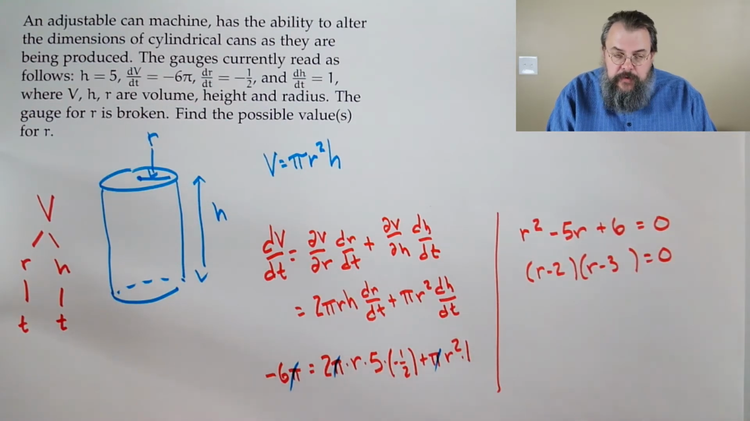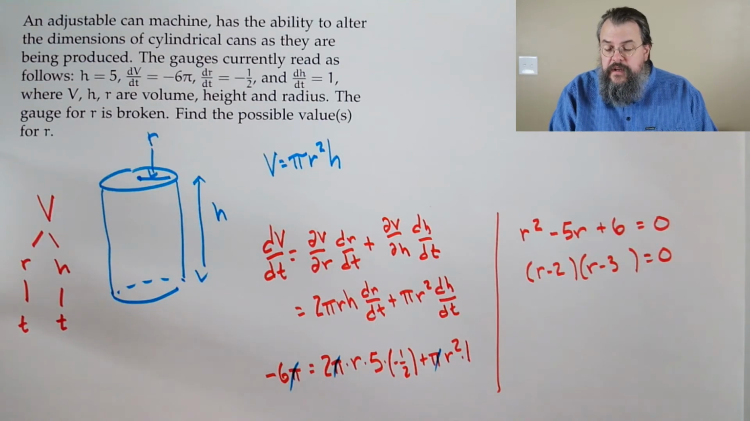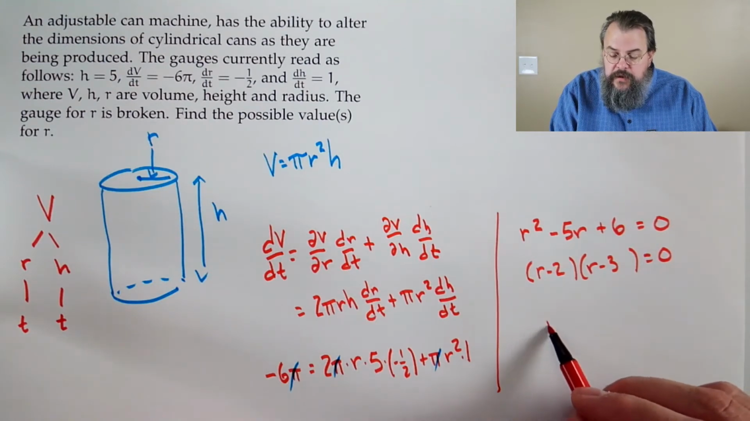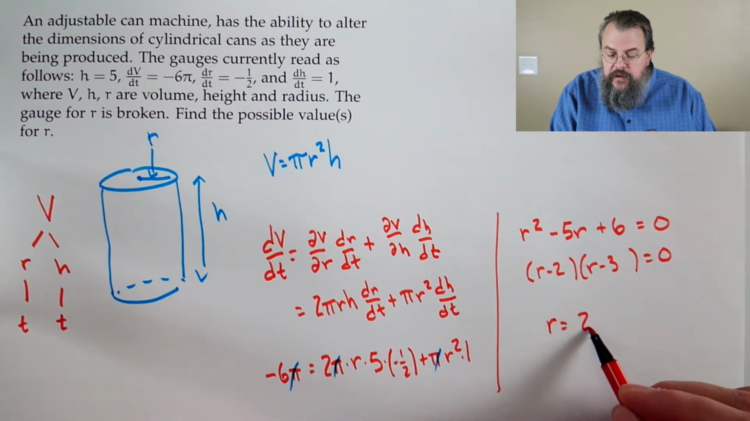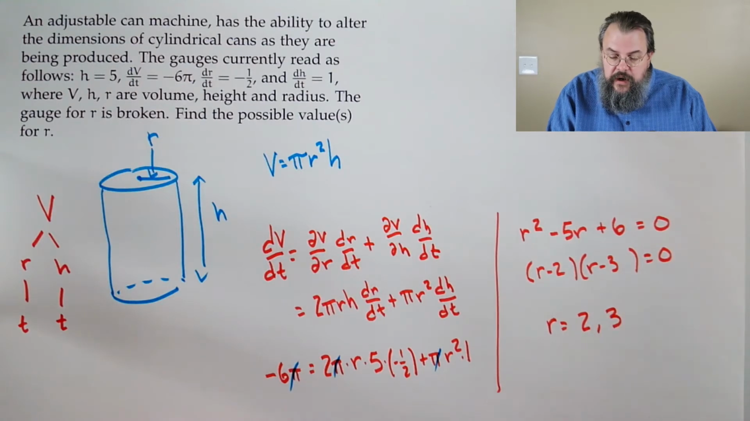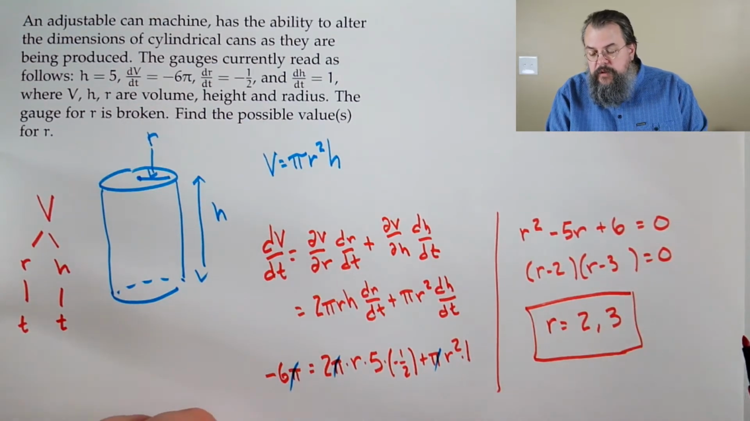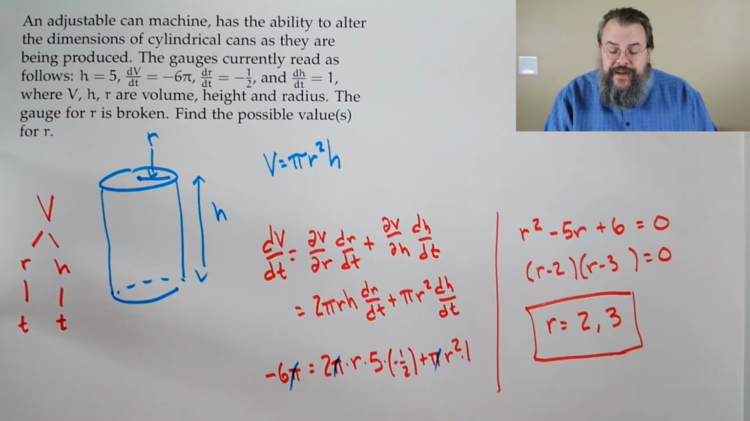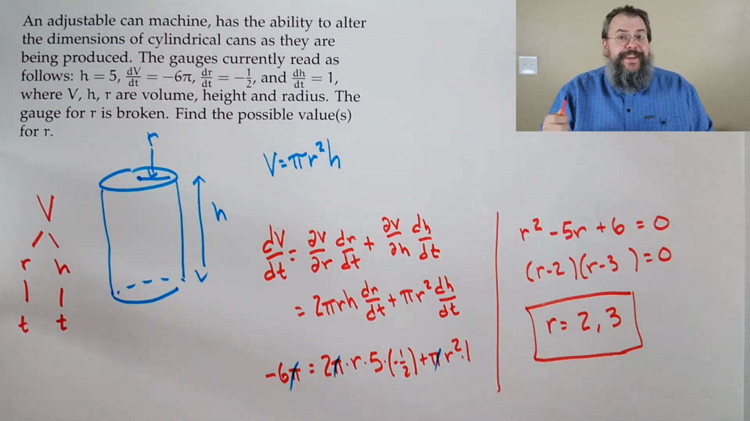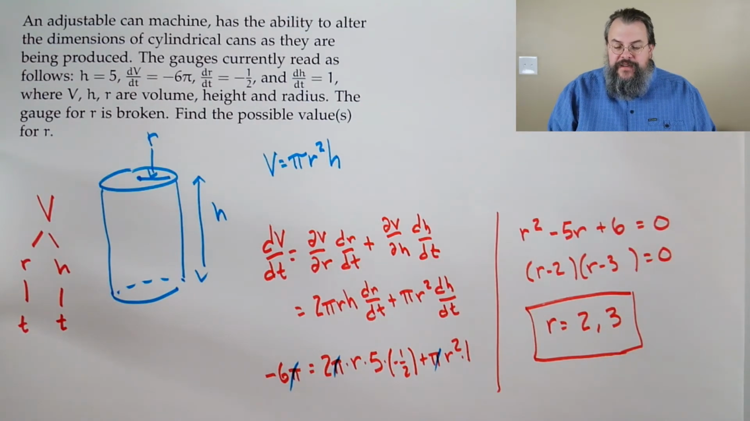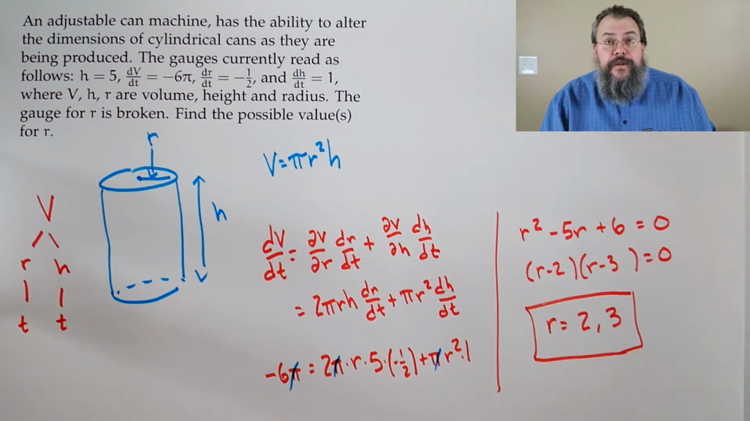And either one is reasonable because we can have either 2 or 3 as the radius. So those are our two settings, 2 or 3. So we don't know which one. There's 2 possibilities. That's all right. If one of them had been negative, then we could say, well, it can't be the negative one. So in this case, there were possible values. There was 2 of them.